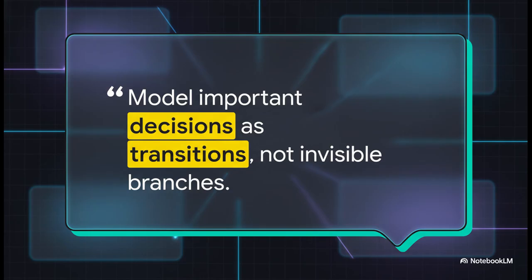So I want to leave you with this golden rule. Model important decisions as transitions, not as invisible branches inside a single oversized action. Think about pulling that control flow out into the light. If you want to build truly resilient applications that don't just work in a prototype notebook, but actually survive in complex production environments, how will you redesign your current monolithic functions to expose their hidden transitions?